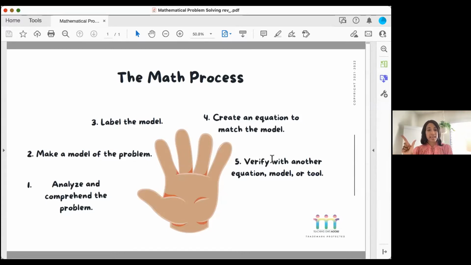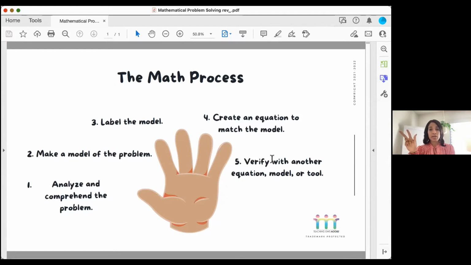The second thing that kids need to do is they need to make a model of the problem. This model could be an equation. It could be the use of tools where they're actually counting out blocks to solve the problem. It could be something like a number line or a drawing. I don't dictate to kids what type of model they need to use. Instead, I ask them to use a model that makes sense. So if students understand a problem, they can create a model that makes sense for them.